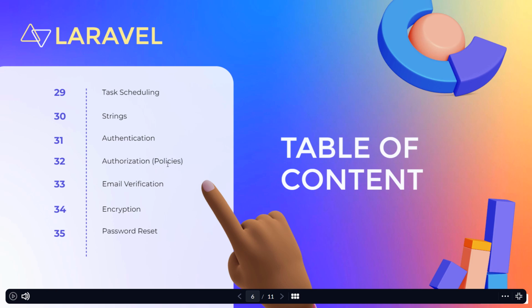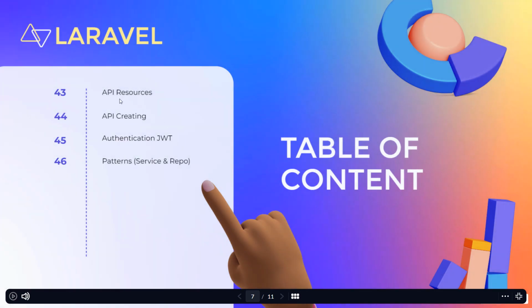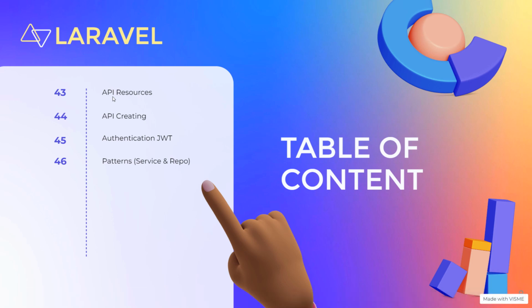So basically a really important point is the policies and the gates, email verification, encryption, password reset. Then we have migrations, seeding the data, factoring. So I should rename it from seeding to factoring. There are two different concepts, seeding and factoring the data. Query builder, we have pagination, we have ORM relationships, mutators and casts. Then we have the API resources, API creating, JWT authentication, and then we will cover the patterns. So these are the things that we are going to learn before we actually dive into the projects.